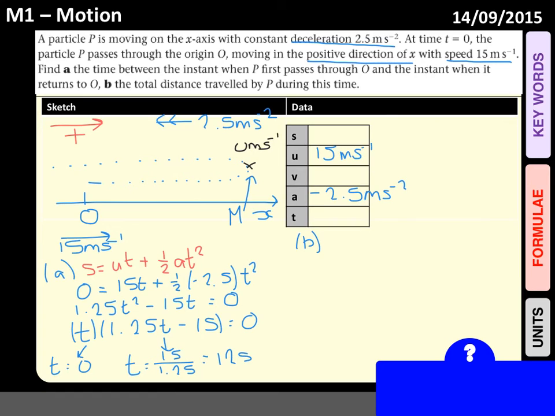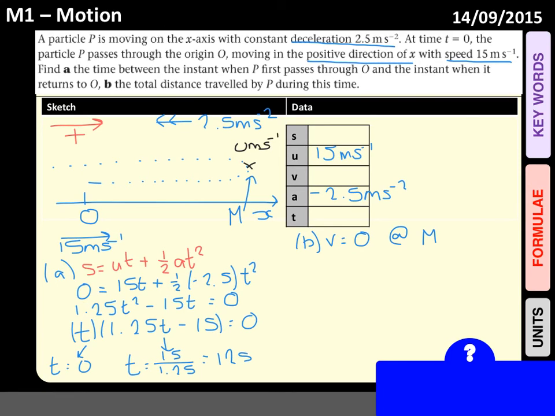So we might want to reconsider SUVAT here. This time, s is what we're trying to find out. We still know that the initial velocity is going to be 15, but this time we can say that v is equal to 0 for the halfway point. Okay, so v is equal to 0 at M. So now we've got three bits of data. We've got u, v and a, and we're going to find the displacement from O to M. So that's going to be s.